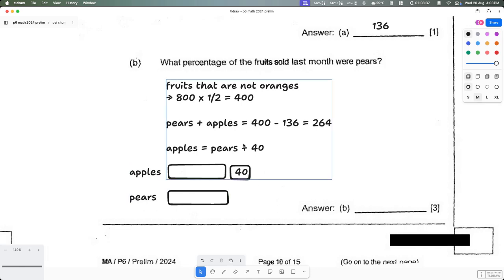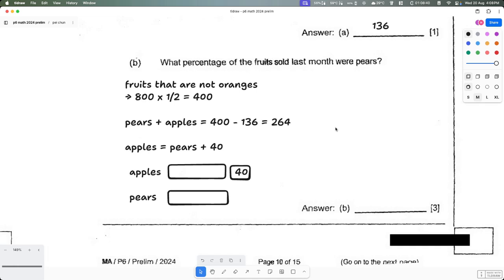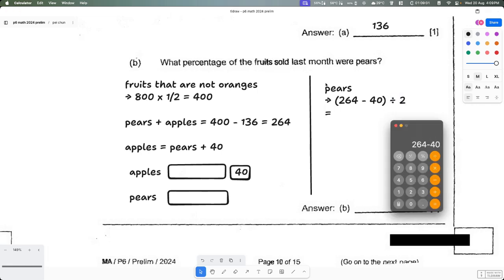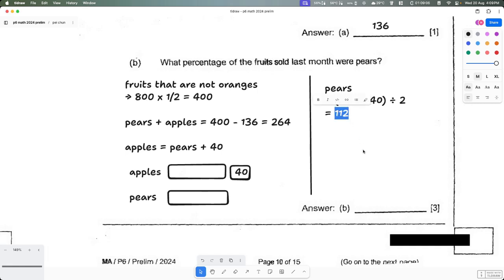Okay, so from here I can just draw another line. So you want pears, so pears is equal to 264 minus 40, and then we divide it by 2. Okay, pretty simple. So let's do that. So minus 40, then 224 divided by 2, this will be 112. Okay, that's the answer. So there you go. The answer is 112.